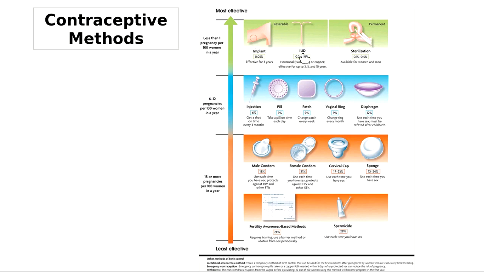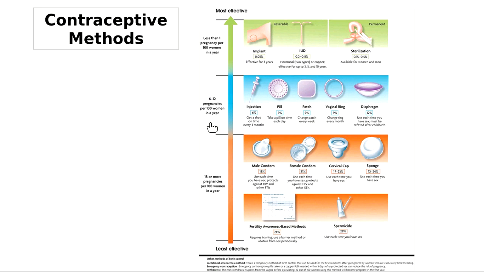IUD is intrauterine device. These are placed in the uterus to irritate the uterine lining to prevent a zygote from implanting in the endometrium. So they irritate the lining constantly. Here's sterilization. This could be a cutting of the ductus deferens and tying the ends off, or it could be a cutting of the uterine tube or fallopian tube and tying the ends off. They can tie them or cauterize them. And so, less than 1 pregnancy per 100 if you use these methods.